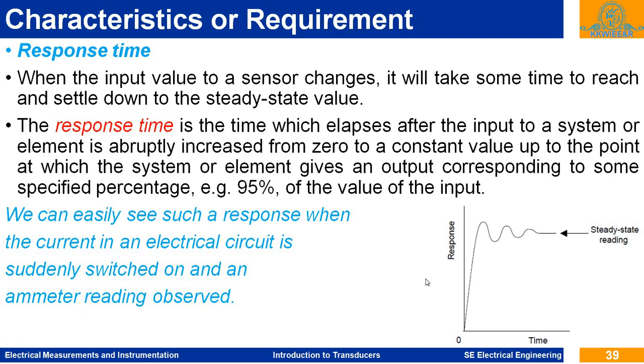Meanwhile, during this time, the physical input parameter may change again. So it will take again some time to settle the output at the steady state. In this case, we cannot get the instantaneous response of the physical quantity. We can easily see such a response when the current in an electrical circuit is suddenly switched on and an ammeter reading is observed. So there should be a quick response without any delay.